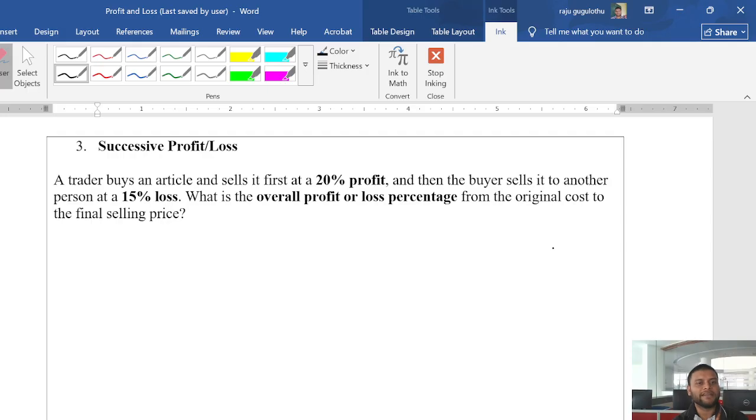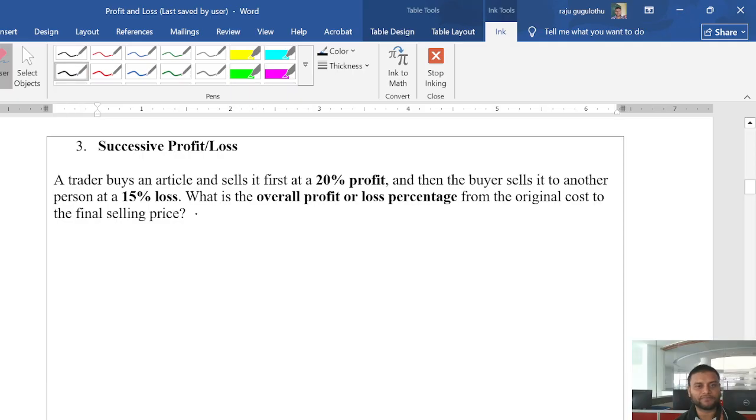Look at this question. A trader buys an article and sells it first at 20% profit, and then the buyer sells it to another at a loss of 15%. What is the overall profit or loss percentage from the original cost to the final selling price? In this case, my friends, let us answer this question. There are two transactions involved here. First one says a trader buys an article and sells it at 20% profit.